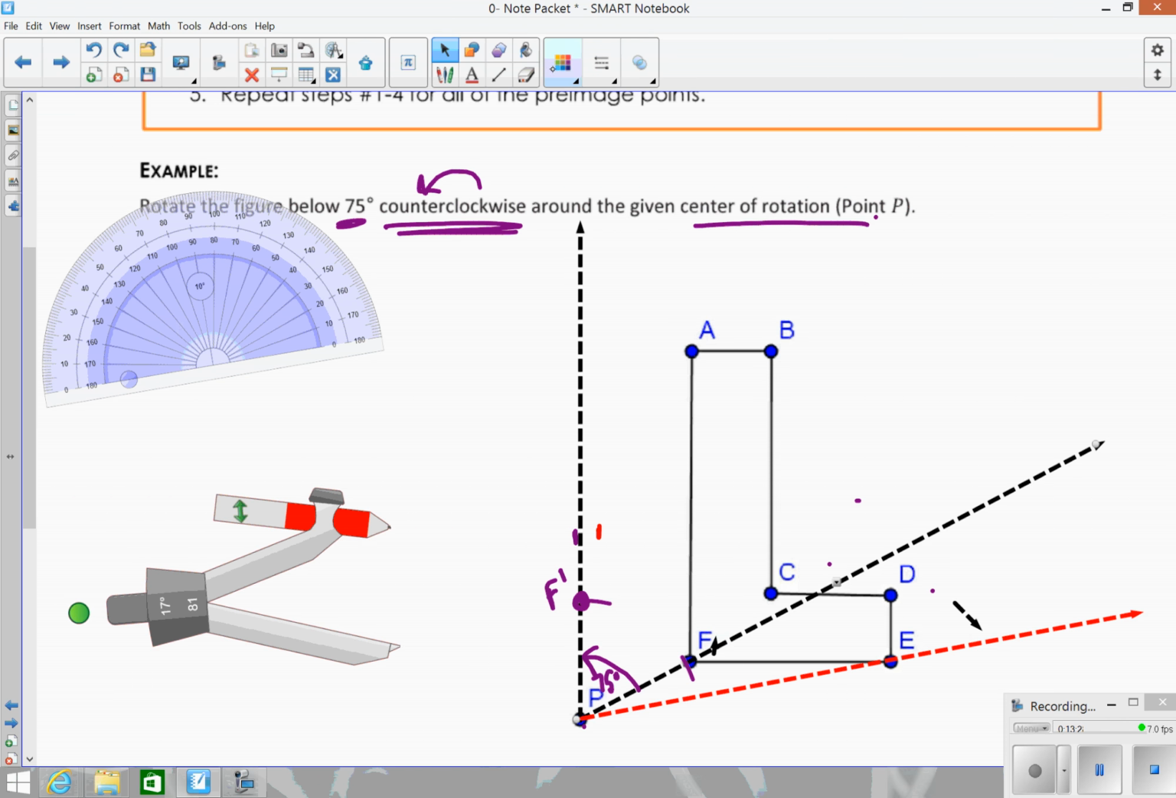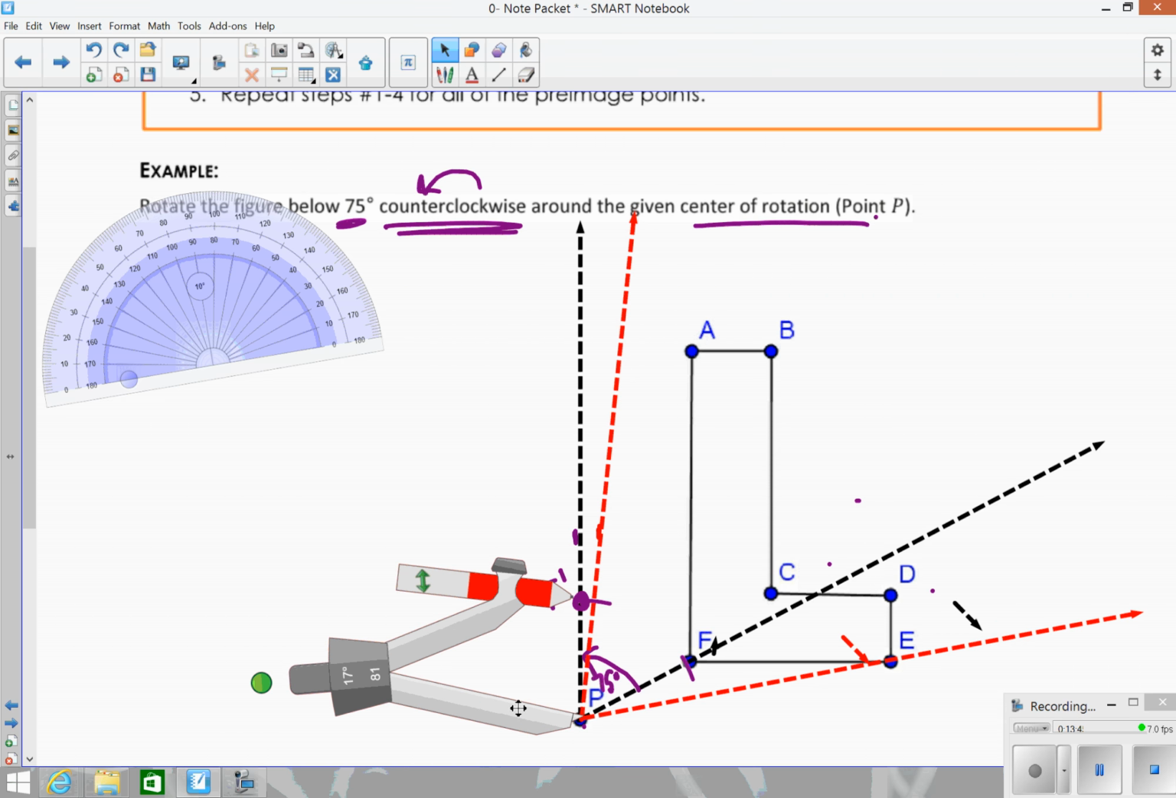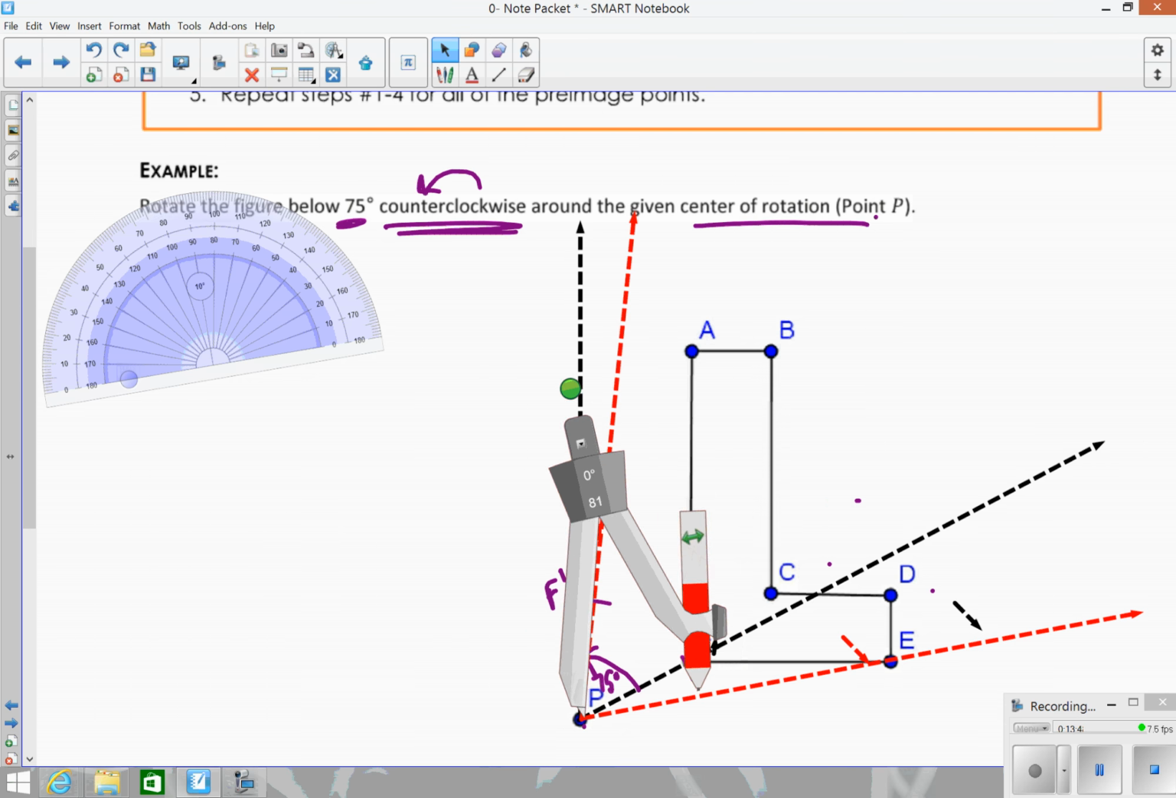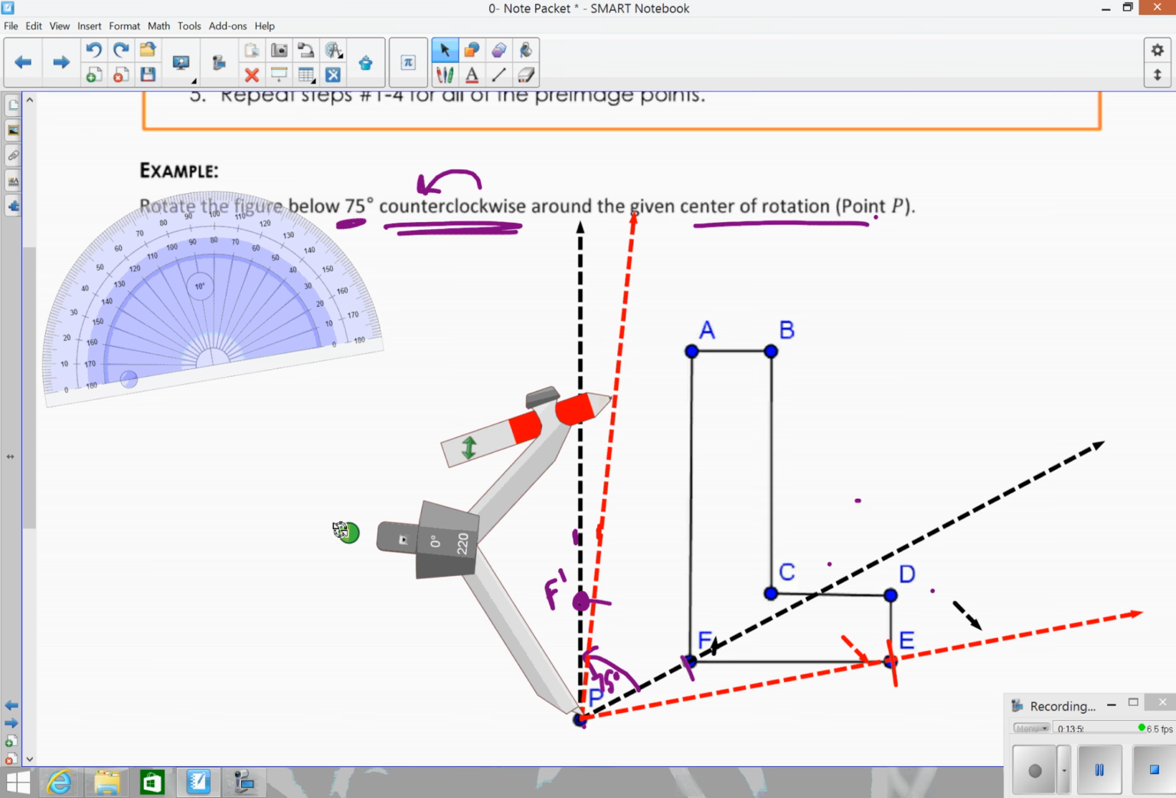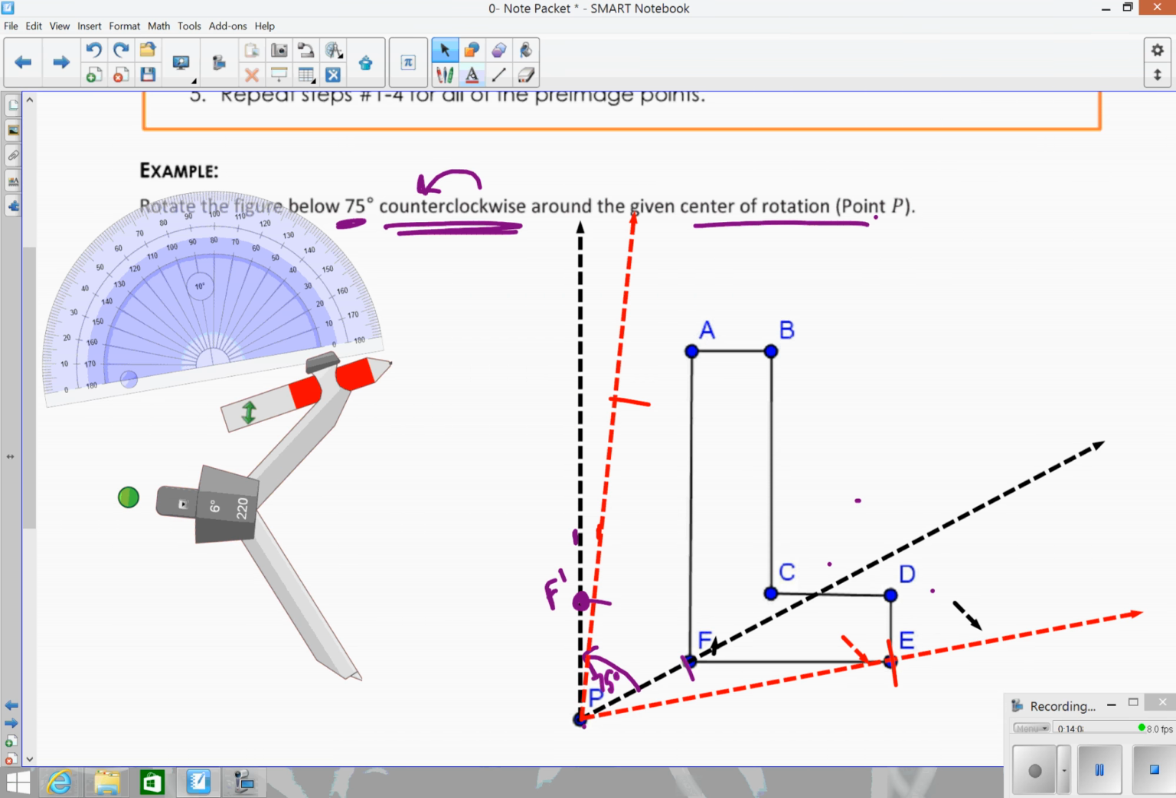Now I'm going to draw in that ray, from point P through where 75 degrees is. I'm not going to mark that, but that's 75 degrees. Now I'm going to take my compass, placing it on point P, the center. I'm going to measure all the way to E. So I measure to E, mark that with an arc, and then come over on the other ray of my 75-degree angle, mark that with an arc. Because that distance, remember, from the center of rotation to each point has to stay the same. So that is going to be point E.